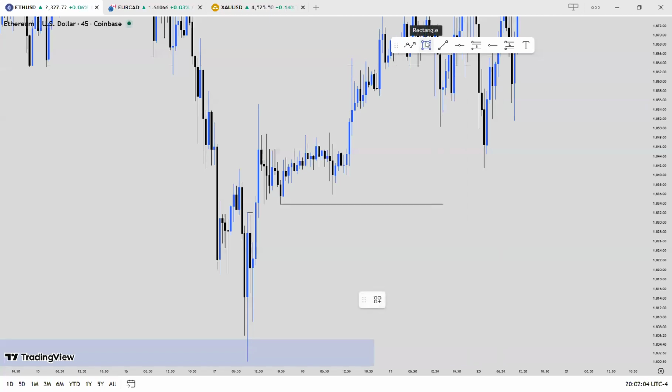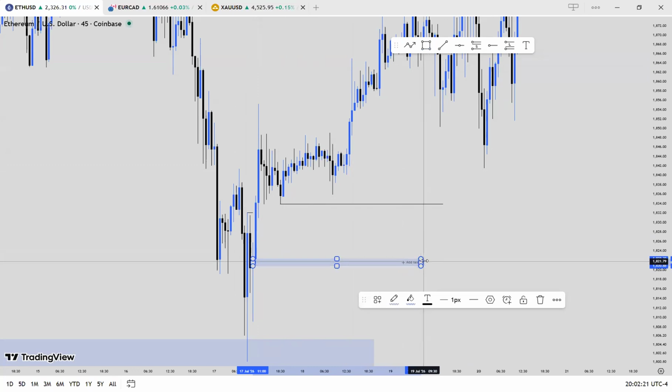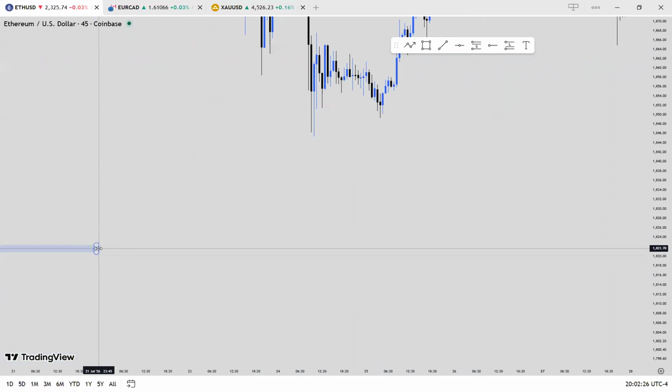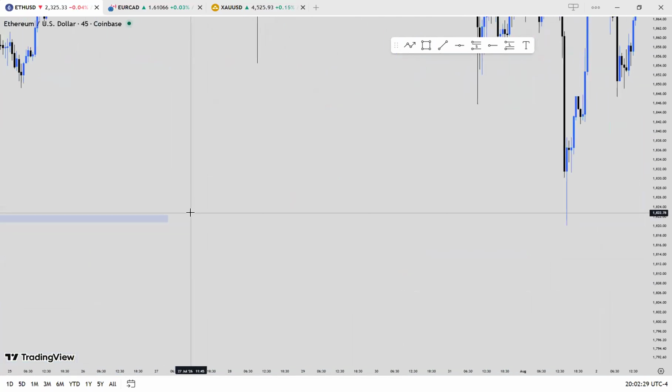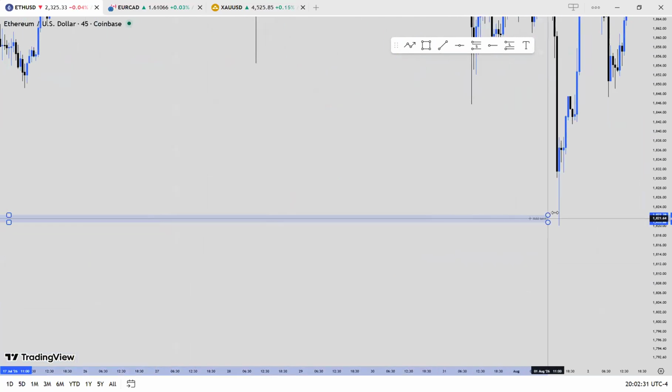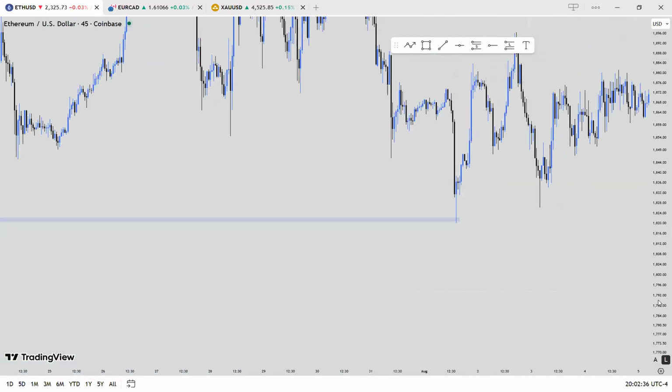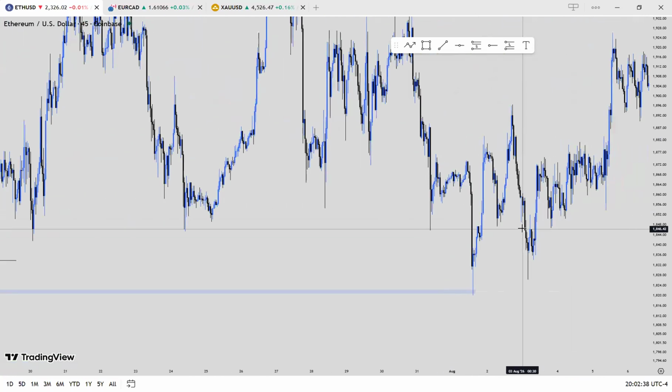If you're my student, if you're in my mentorship group, I told my students how I spot my valid inducements and my valid point of interest. So yeah, this is my valid order block. From here. And you can see price tapped. Good. Now, this leg here has already confirmed.